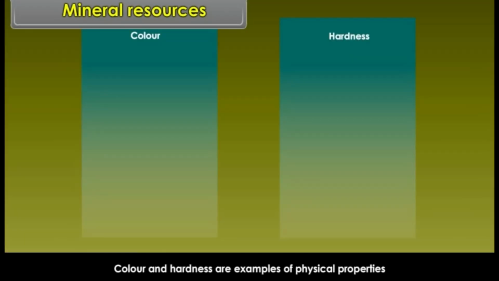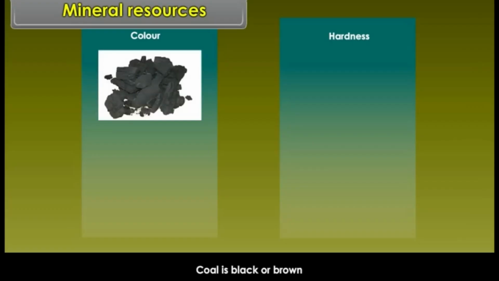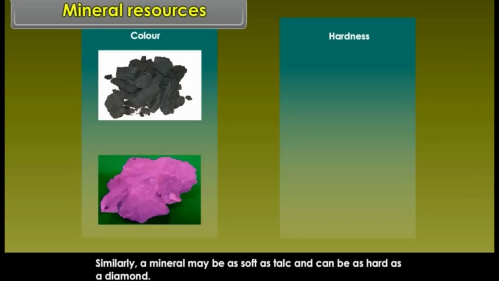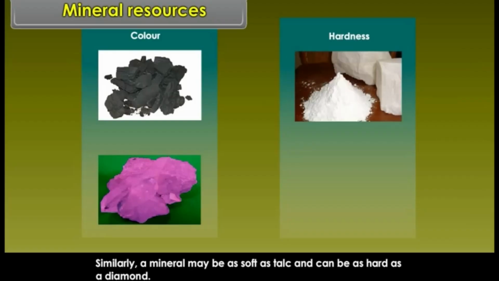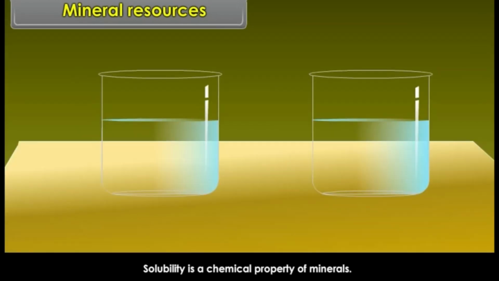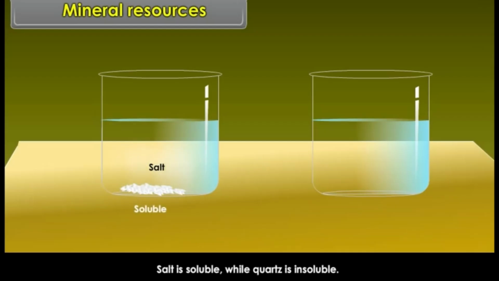Color and hardness are examples of physical properties. For example, coal is black or brown, and quartz may be red, black, pink or purple. Similarly, a mineral may be as soft as talc and as hard as a diamond. Solubility is a chemical property of minerals. Example: salt is soluble while quartz is insoluble.